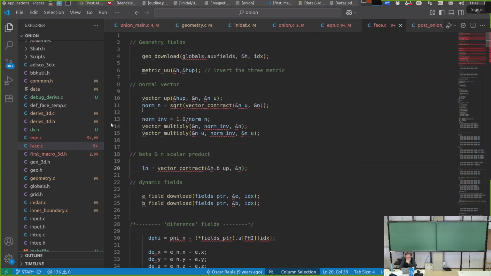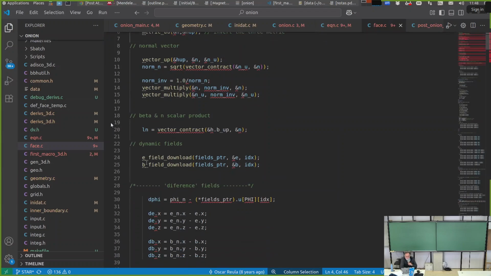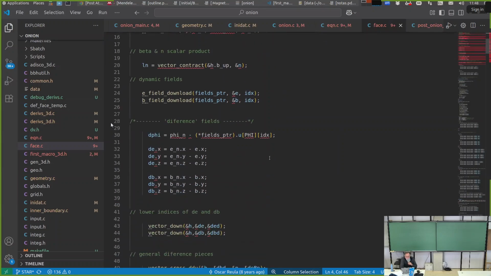So along the way, there are many functions which are defined in different other files, of course. General functions like contractions or matrix or vector multiplications and so on and so forth. There are functions like geometry download, for instance, that also brings the metric field we have, like an auxiliary field, downloading the fields, the evolution field itself.